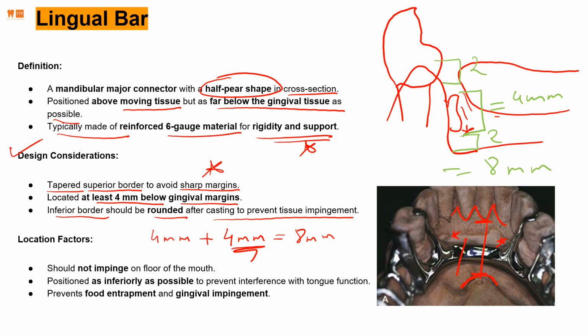Now, location factors. It should not impinge on the floor of the mouth. Simple. It is positioned as inferiorly as possible. And it must prevent food entrapment and gingival impingement. So essentially, if I were to ask you guys here, do you see this little crevice? That's where food will get impacted. Therefore, that is invalid. The design must actually be approximately like what's in the black.